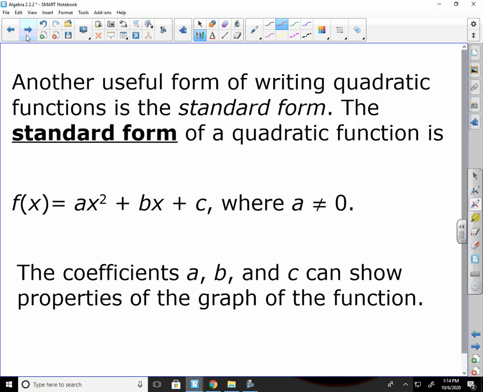Another useful form of writing quadratic functions is the standard form. The standard form of a quadratic function is f of x equals ax squared plus bx plus c. Coefficients a, b, and c can show properties of the graph of the function. By the way, a cannot be equal to 0, because 0 times x squared would get rid of this entire piece, and you would just be left with a linear function, bx plus c. It can only be quadratic if it has an x squared.